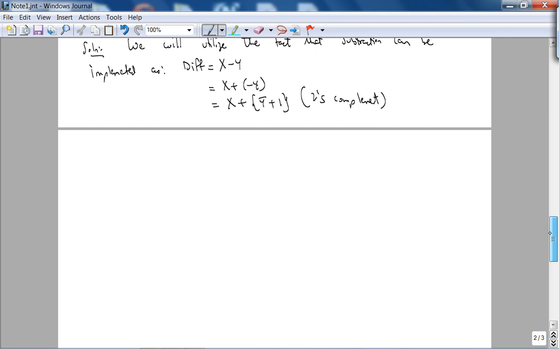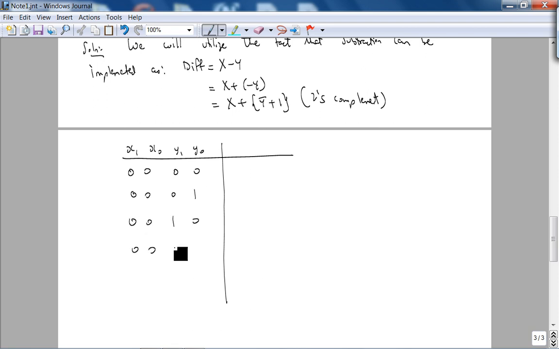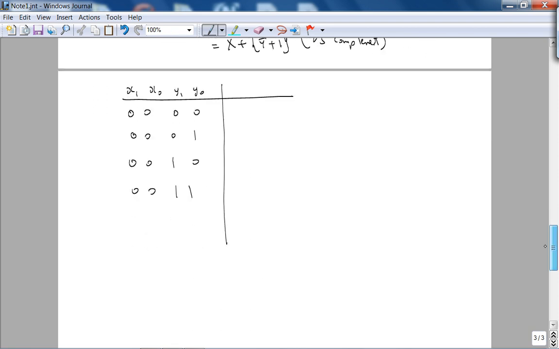So, in other words, I'm just going to write out the truth table. So we want to do x minus y. So we're going to get x1, x0 as usual, y1, y0. Okay, let's fill out the truth table. 0, 0, 0, 0, 0, 0, 0, 1, 0, 0, 1, 0, 0, 0, 1, 1, 0, 1, 0, 0.